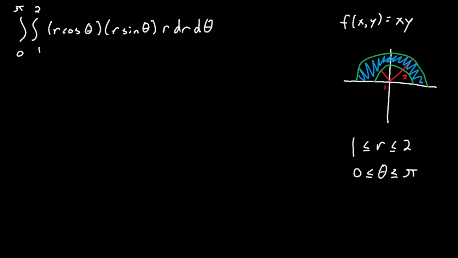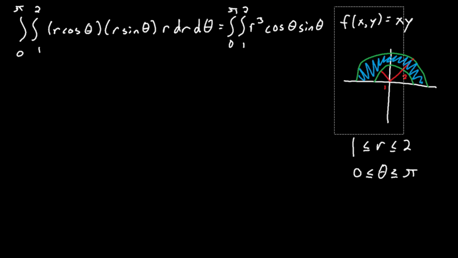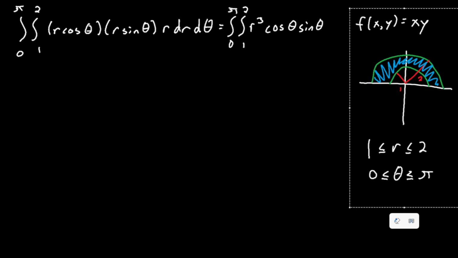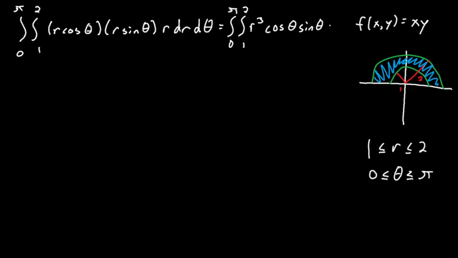So for this, we can actually simplify this integral just a little more. Turn this into 1, 2, 0, pi, and this is actually r to the power of 3 cosine theta sine theta. Ran out of space there, hold up. Sine theta of dr d theta.